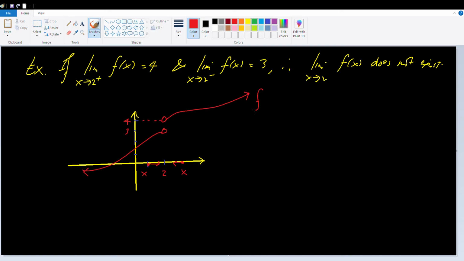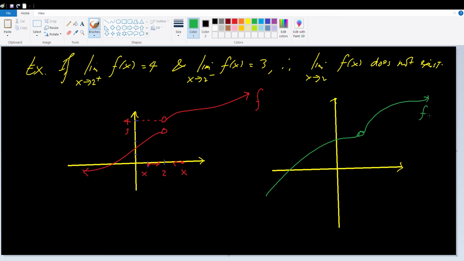F has both the right-hand and left-hand limit. Yes, they both exist. But since they are not equal, we cannot claim that f also has a limit as x approaches 2. It will only have a two-sided limit provided that the function or the graph ends up at the same point.